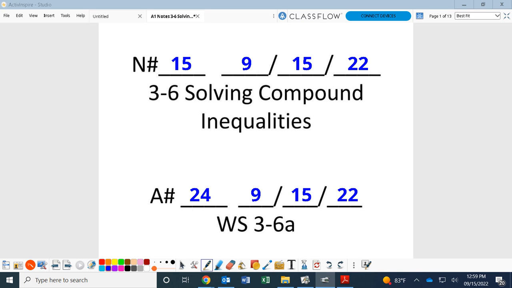So today we're going to be solving compound inequalities. The idea behind this is that you're doing two inequalities at one time. Say that again. Two inequalities at one time. Two, y'all are hilarious. I love y'all. Two inequalities at one time.